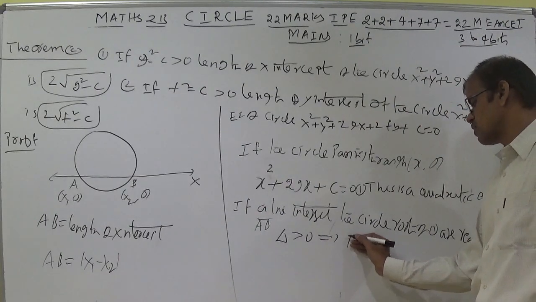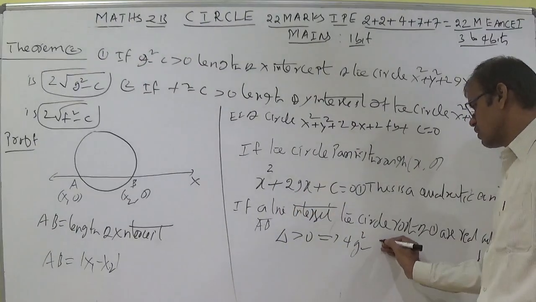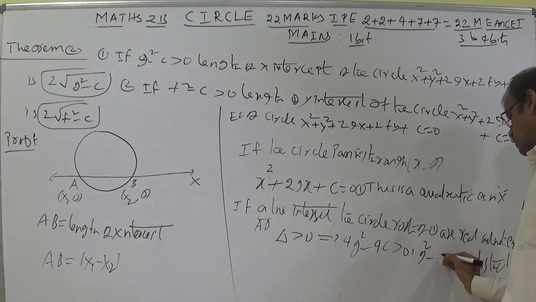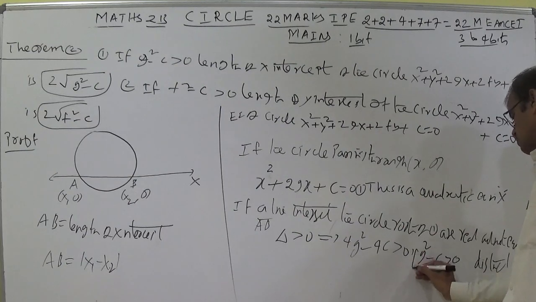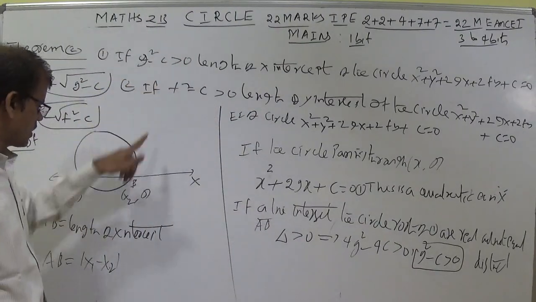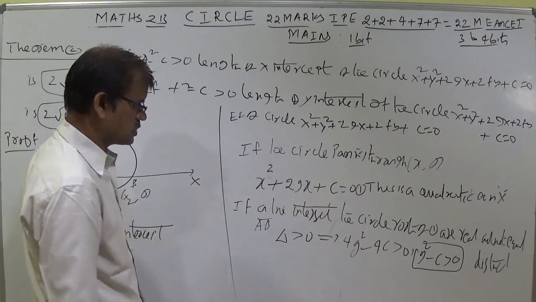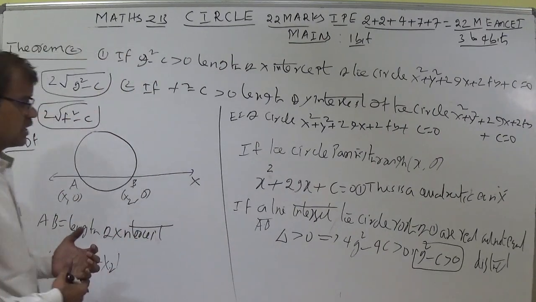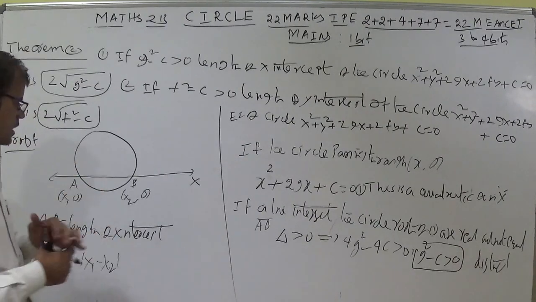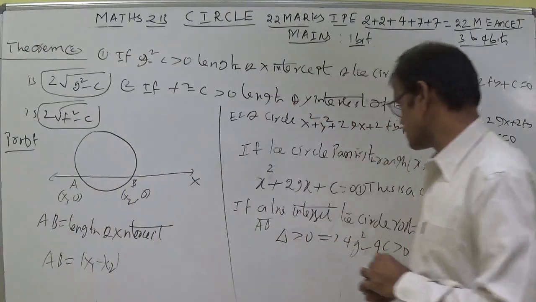Delta means b square minus 4ac. Here a is 1, b is 2g and c is c. So 4g square minus 4c greater than 0. You can write here g square minus c greater than 0. Put a box, that is the condition. Whenever the line intersects the circle in two distinct points, the condition is g square minus c greater than 0.